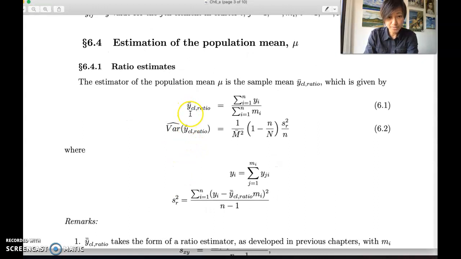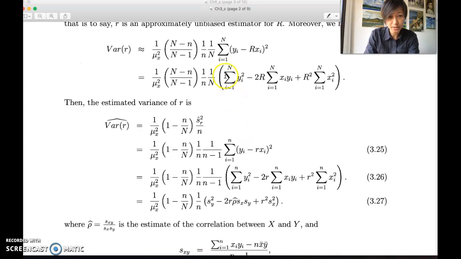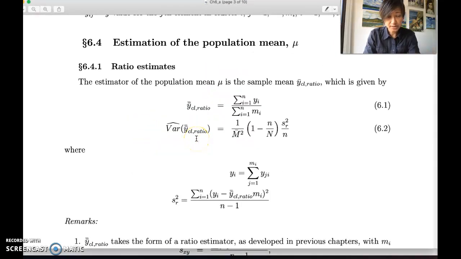So y double bar is indeed the ratio estimator, comparing the summation of yi divided by the summation of mi, but in simple random sampling that would be xi. And then the estimated variance is indeed the finite population correction factor multiplied by SR square over n, divided by the true value of our average cluster size in the population, capital M bar squared. So if you compare the formula, it is indeed the same.